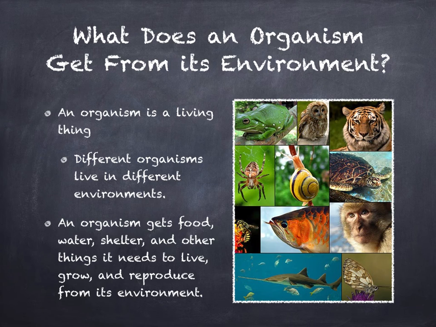What does an organism get from its environment? If you were to visit Alaska, you might see a bald eagle fly by. A bald eagle is one type of organism, or living thing. Different types of organisms live in different types of surroundings, or environments. An organism gets food, water, shelter, and other things it needs to live, grow, and reproduce from its environment. An environment that provides the things a specific organism needs to live, grow, and reproduce is called a habitat.